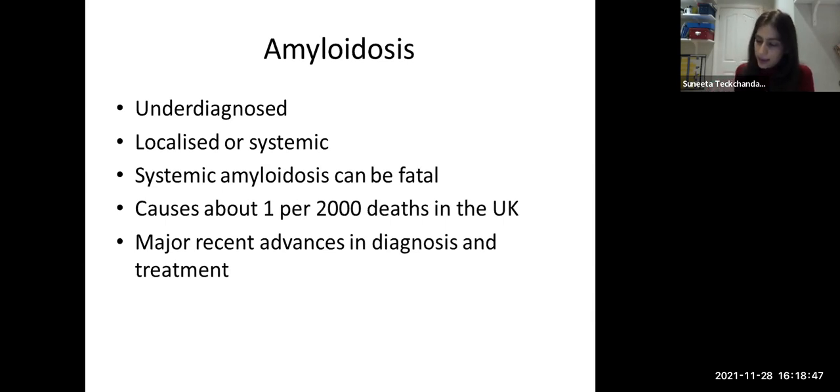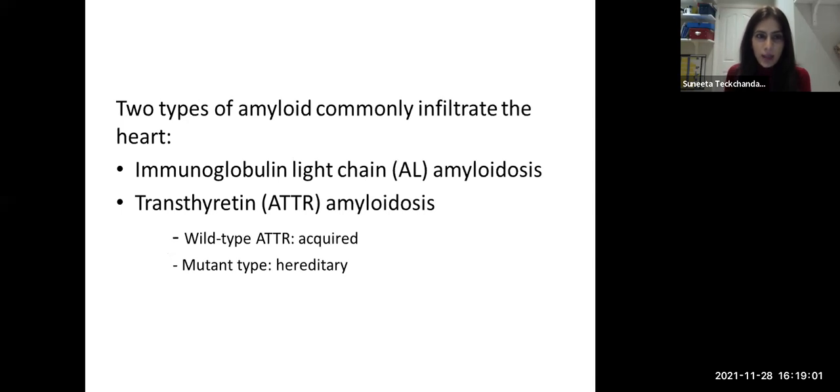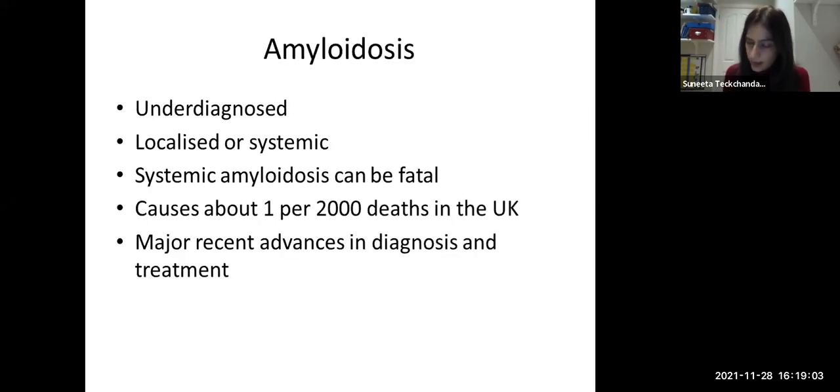Okay, so you can see how with more diagnostics and more awareness of these conditions, we are increasingly diagnosing. And yeah, you have localized versus systemic. Cardiac amyloidosis is systemic amyloidosis. And then, I think there were, causes around 2,000 deaths. And recent advances in diagnosis and treatment have made this condition actually quite treatable and with a much better prognosis.